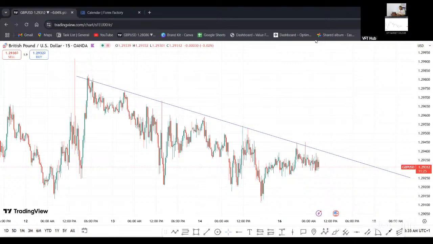Right now, we're going to be switching and continuing our analysis, looking at gold against the dollar, the yen basket, GBP JPY, and Euro JPY to continue the analysis for today. So that will be all for now.